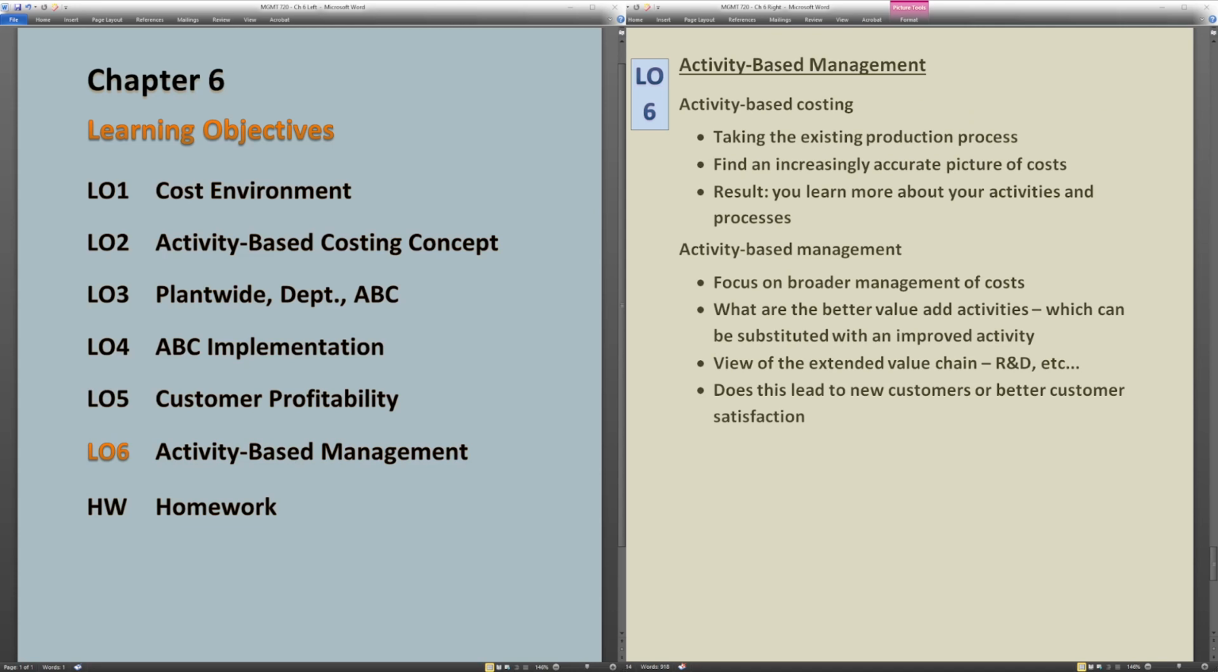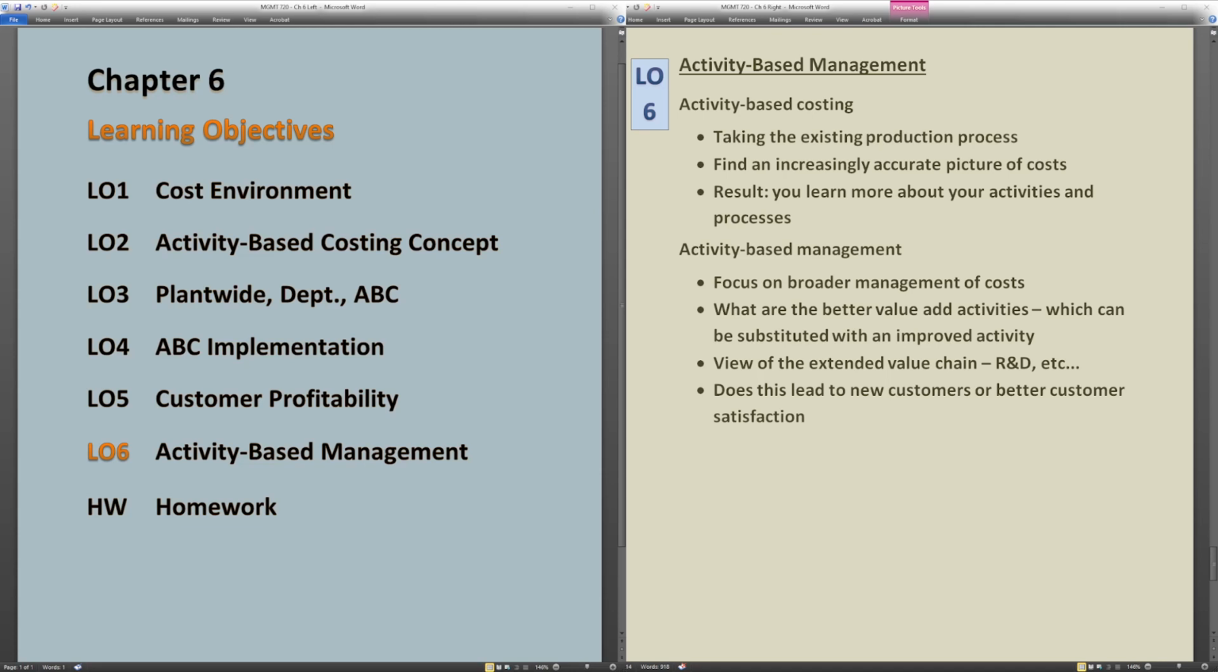The last learning objective before we move on to homework is just an extension of activity-based costing to something called activity-based management. With activity-based costing, what we're basically doing is learning more about our process and tracking more things to give us a better, clearer, and more accurate cost. The result is you learn more about your production process, and you may come to find out there are some activities in your process that are very costly, and perhaps you could substitute other types of processes to be more efficient, more effective, more cost effective.